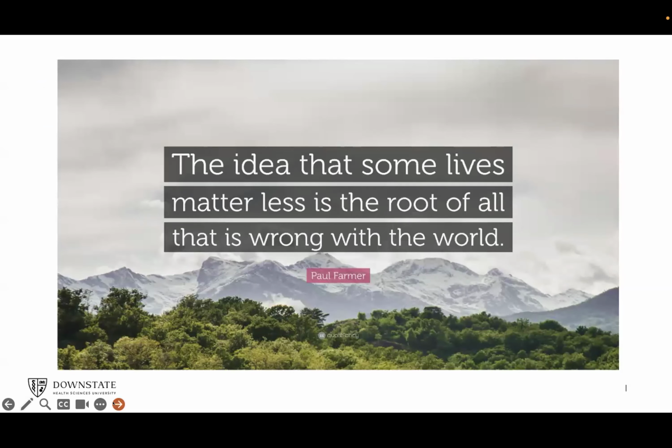Dr. Barthelemy and I share a particular mentor, Paul Farmer, who sadly passed away years ago. We'd like to start our presentation, which I think is right on time, especially with the chaos happening in our country, with a quote from Paul Farmer: "The idea that some lives matter less is the root of all that is wrong with the world." This is our modus operandi in the work we do to address not just local, but also global disparities.